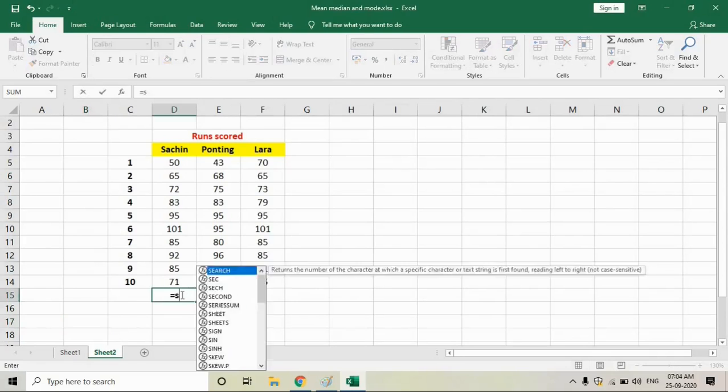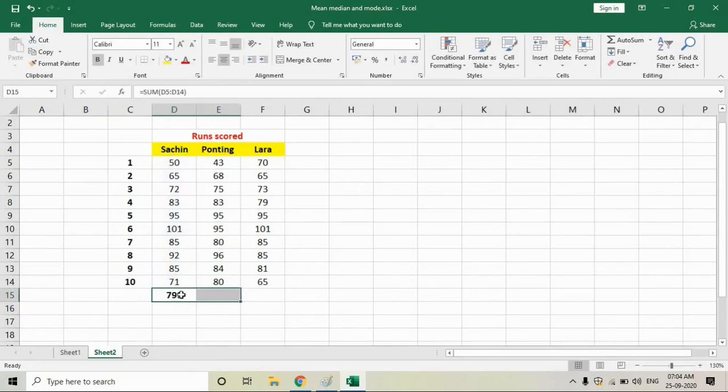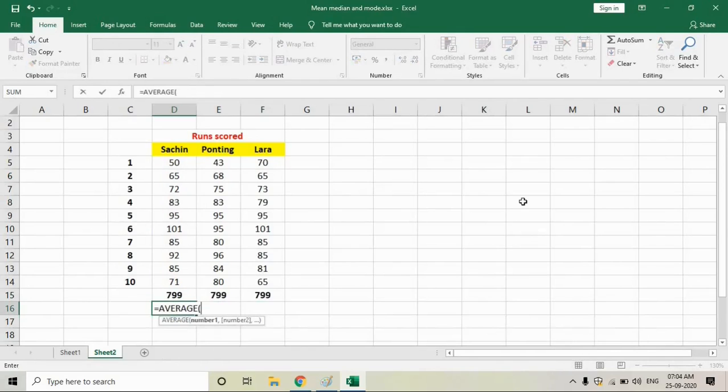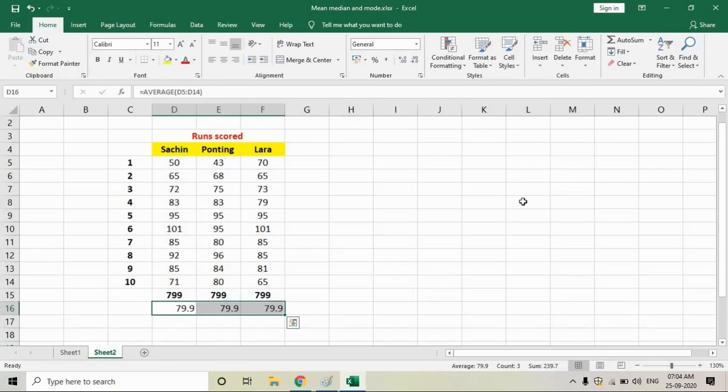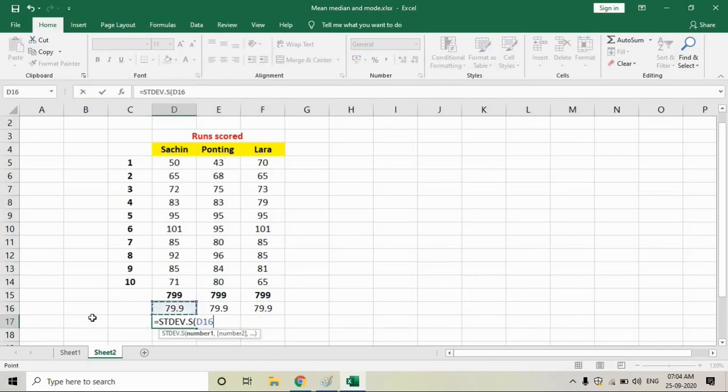Now let's see the sum. And you can see that the sum of scores are the same. So obviously the arithmetic mean would be same. So how to find the most consistent one? Let's try this average value, and you can see that the average is same, 79.9. So how to find the most consistent one? For that we use the function standard deviation. We use the sample standard deviation for that.